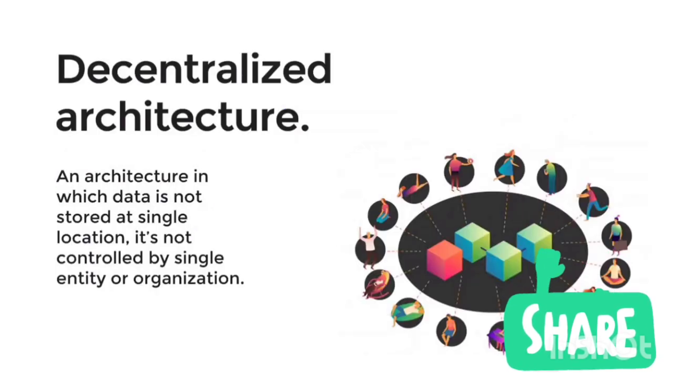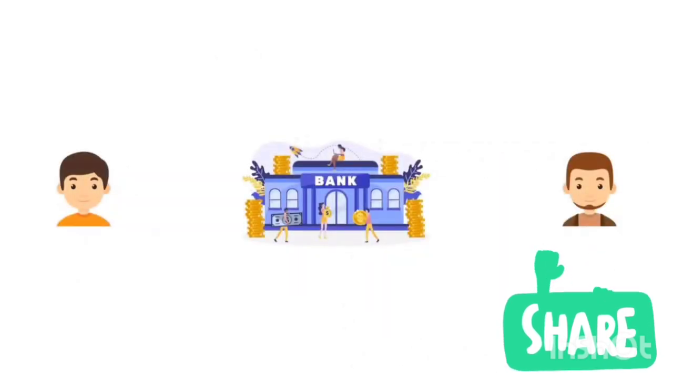Decentralized architecture. First things first, decentralized systems are not controlled by a single entity or system. It's a distributed system, so data storing and processing is done at different nodes. In a centralized system, there is a single node, system or machine, but in a decentralized system, there are multiple nodes or systems which are controlled by different parties. Again, let's take the example of a bank.